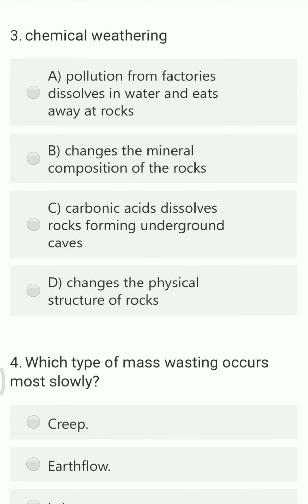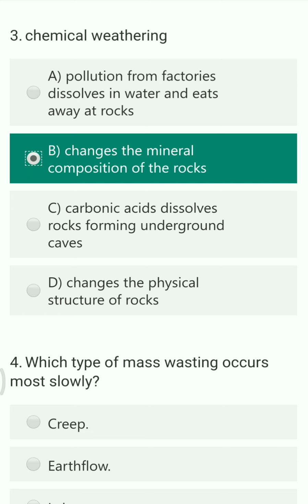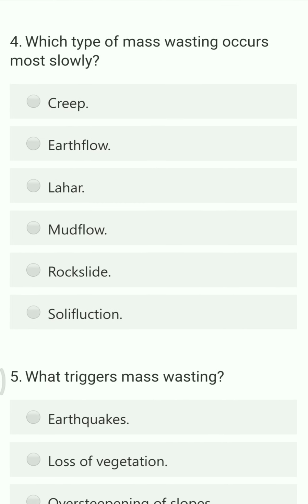Next question, chemical weathering. Pollution from factories dissolve in water and eats away the rock, changes the mineral composition of the rock. Carbonic acid dissolves rock forming underground caves and changes the physical structure of the rock. As we have seen that mechanical weathering changes the physical structure, opposite to it is chemical weathering. Chemical weathering changes the mineral composition of the rock. So the second option is the right answer.